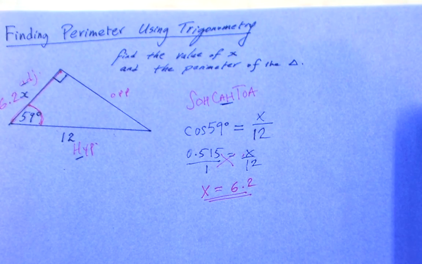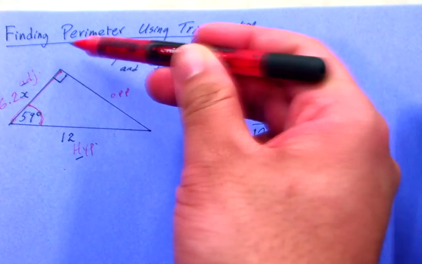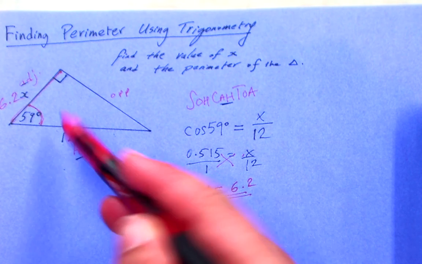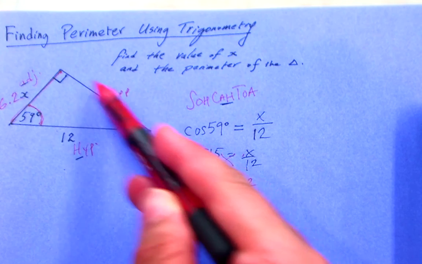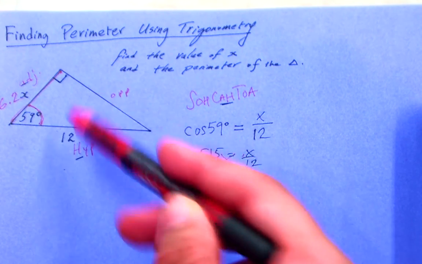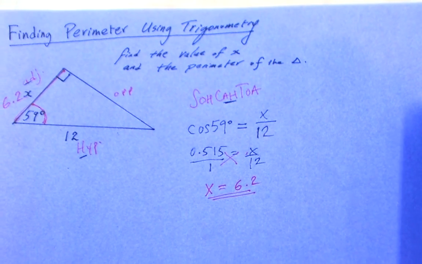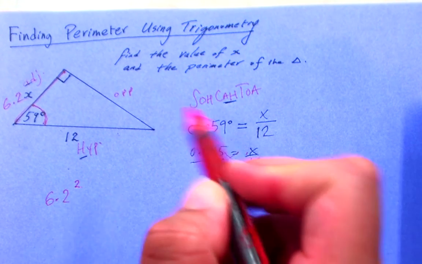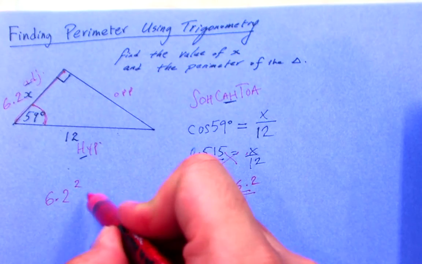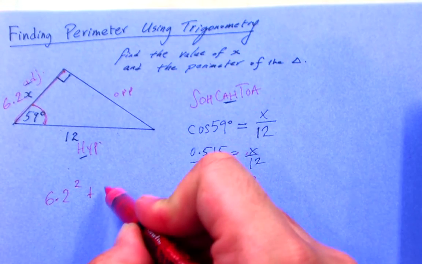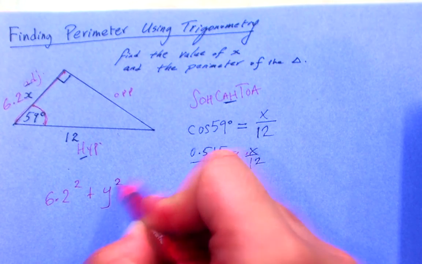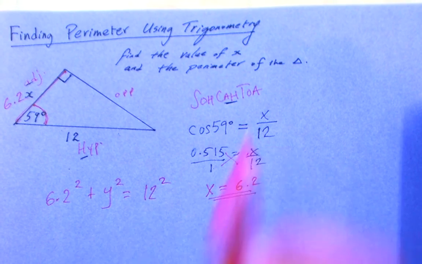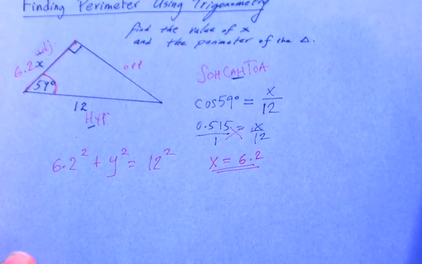I'm still missing this length over here, and there's actually a variety of ways I could go. Now that I have two legs of the right triangle, the original hypotenuse and now the adjacent, I could use simply the Pythagorean theorem to find the third leg of the right triangle. So one approach is to recognize that now that I have both sides, it would be 6.2 squared, one leg squared, plus the opposite leg squared, I'll just call that y squared. So this thing here is going to equal 12 squared. So I could go through this approach.